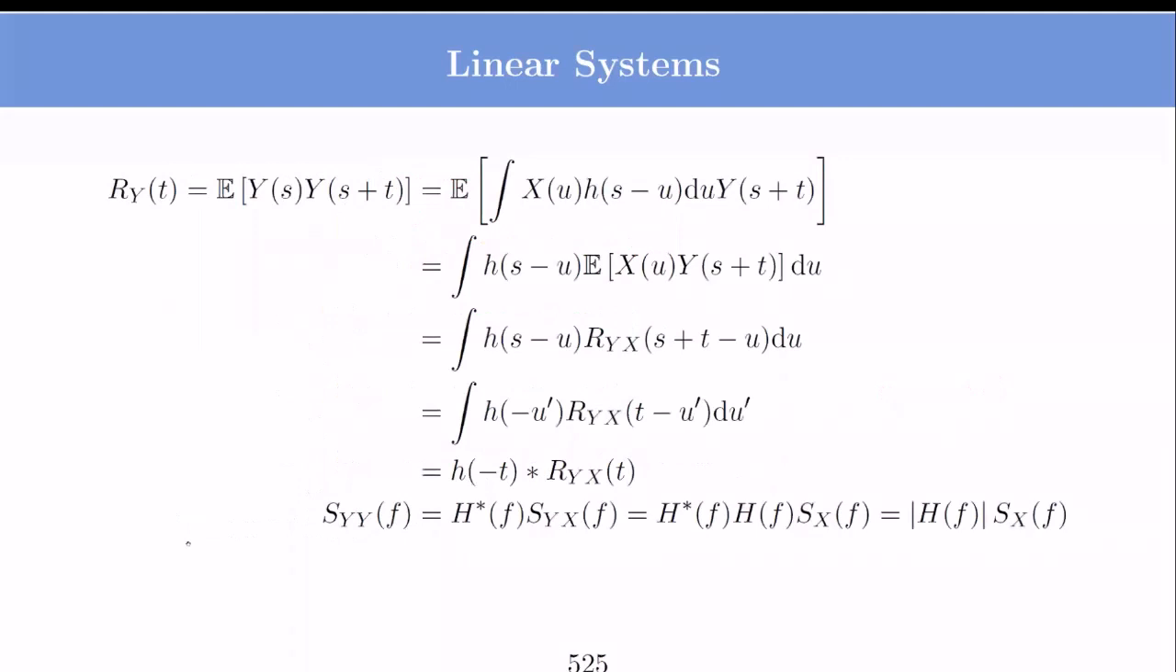Then we get the next result, which is the autocorrelation of y. So the autocorrelation of y is written as E of y(s) into y(s plus t).